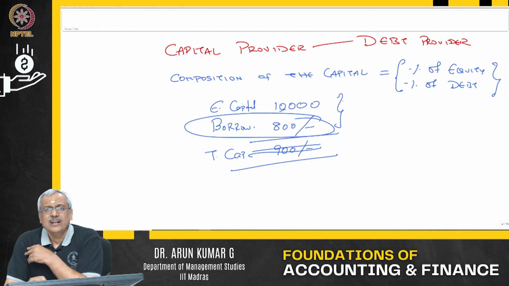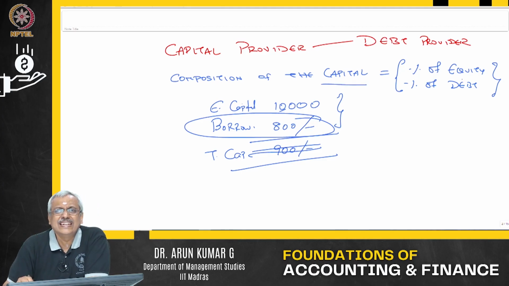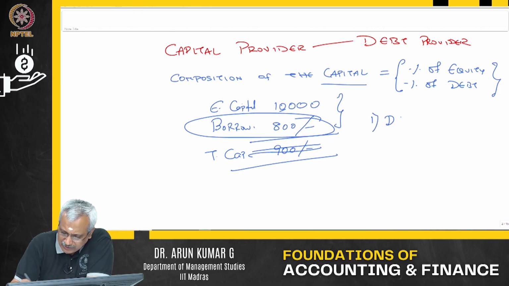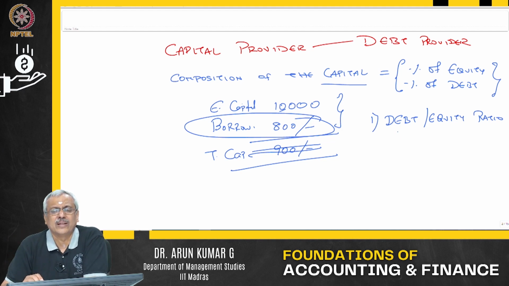I will come to the cost part of it a little later. Now, as a capital provider, I am looking at debt and equity. So, as a debt provider, what am I looking at? I am looking at what is called the debt equity ratio, the percentage of debt and the percentage of equity in the capital structure, so that I know how safe is my debt.